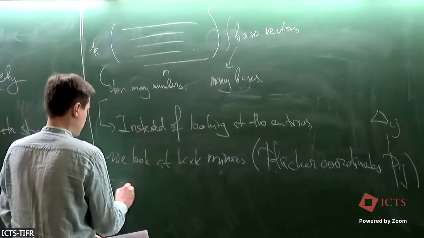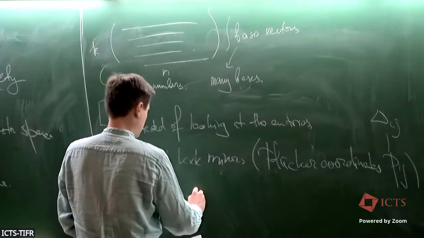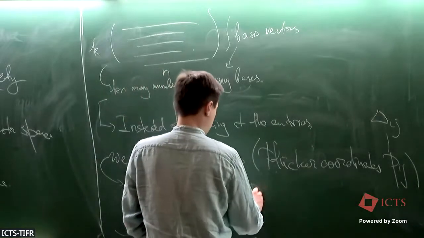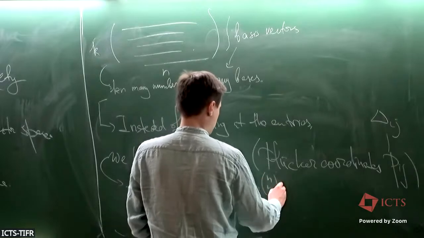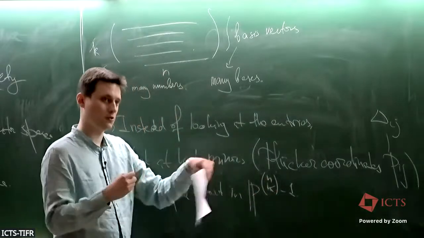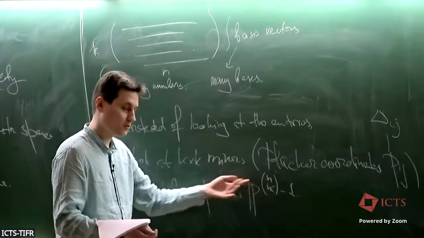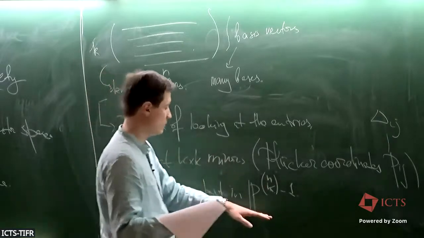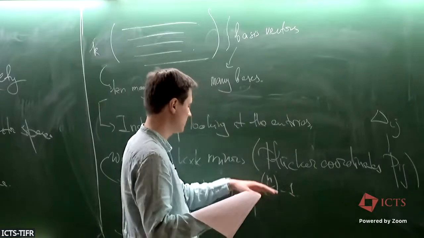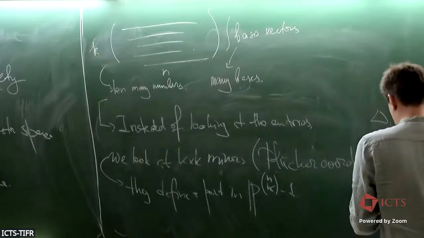So they define a point in the projective space of dimension n choose k minus 1. They're defined up to a common scalar, and n choose k coordinates defined up to a common scalar define a point in the n choose k minus 1 dimensional projective space.